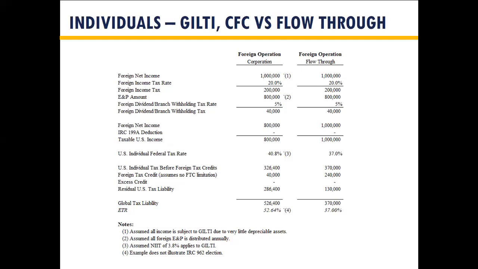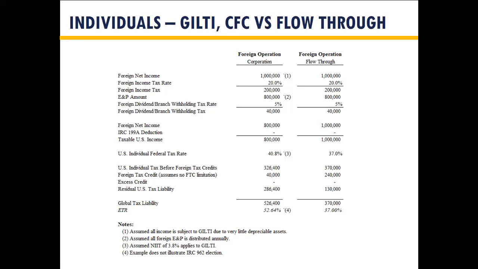And in this case, in absence of a 962 election, on the left-hand side, they don't fare too well. They pick up all the GILTI income at ordinary tax rates, and it's subject to around a 53% tax. On the right-hand side, though, if it's flow-through, that allows the U.S. individual to use income taxes paid in the foreign jurisdiction as a credit against U.S. taxes, because the U.S. considers that, if it's flow-through, the individual is deemed to pay those taxes directly.